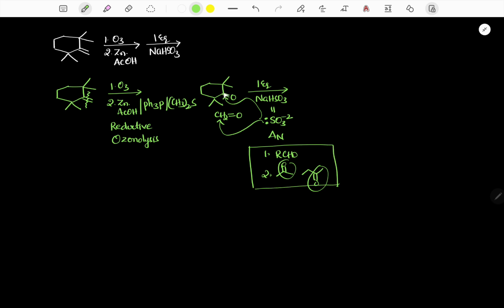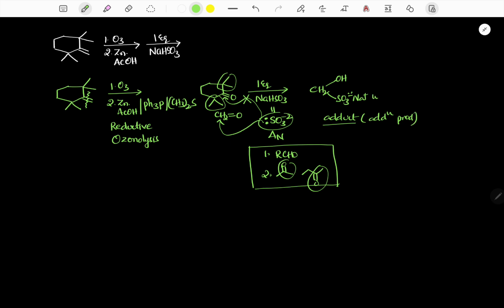So it is not a methyl ketone. Because of the bulkiness, the bulky nucleophile does not react with the ketone. That's why only the aldehyde reacts, and finally it gives the corresponding CH2OH and SO3- Na+. Since it is an addition product, it is sometimes called an adduct. Adduct means simply addition product.